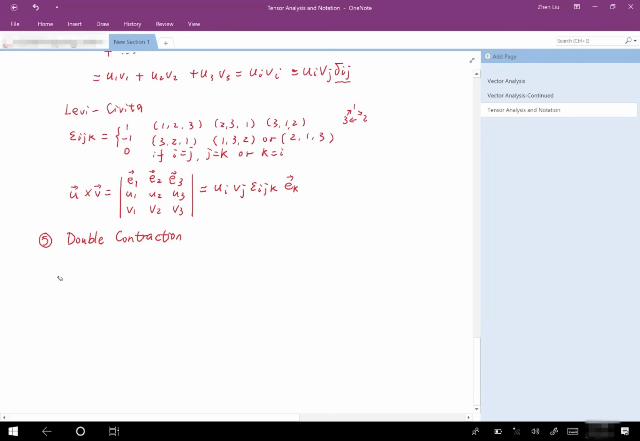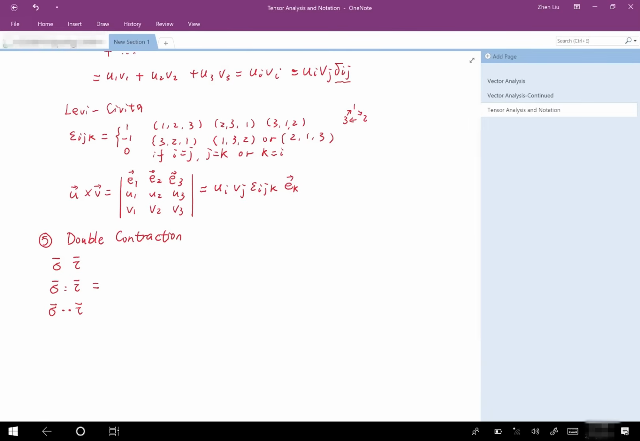So let's say we have sigma and tau, 2 second-order tensors. There are 2 ways of double contraction. One way is sigma double dot tau, and the other way is to write the 2 dots in this way. So this will make a difference. It's not very common in multiphysics, but you will possibly still see these 2 things on some occasions.